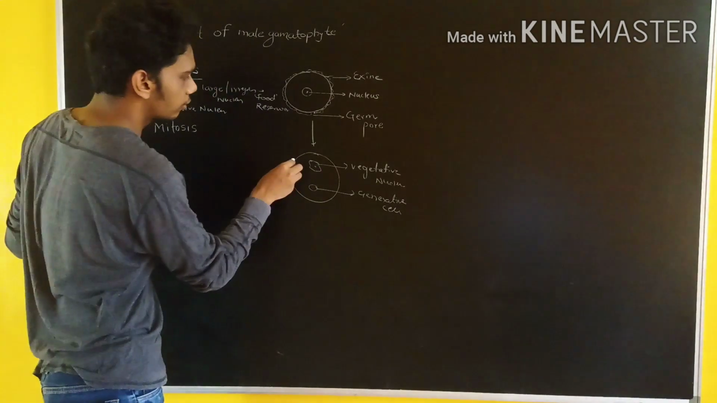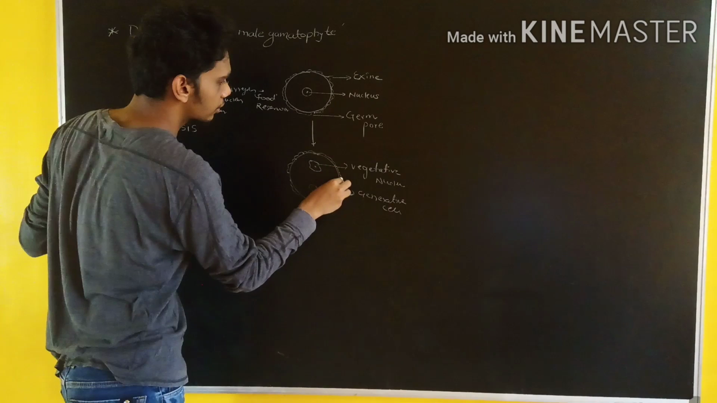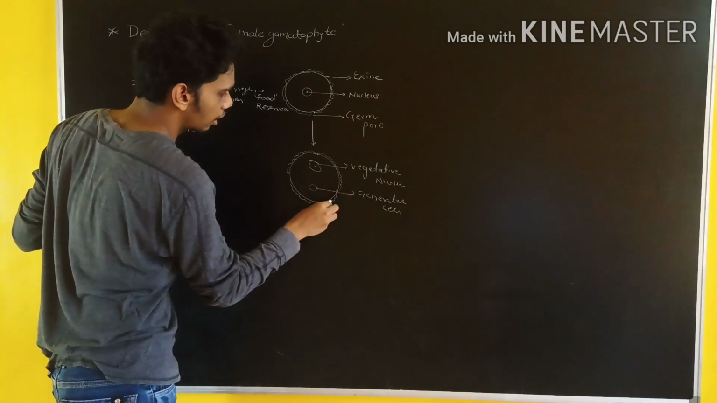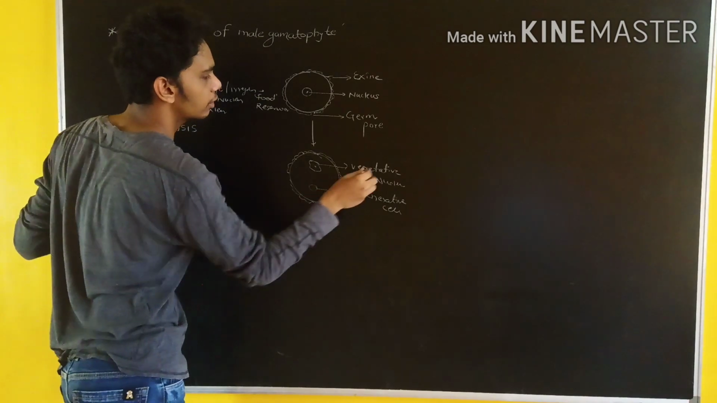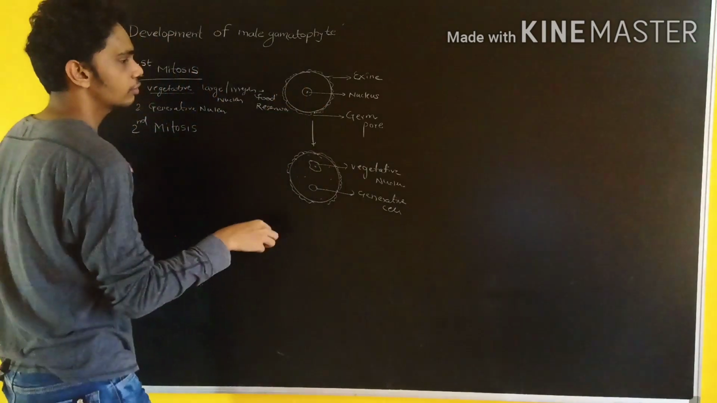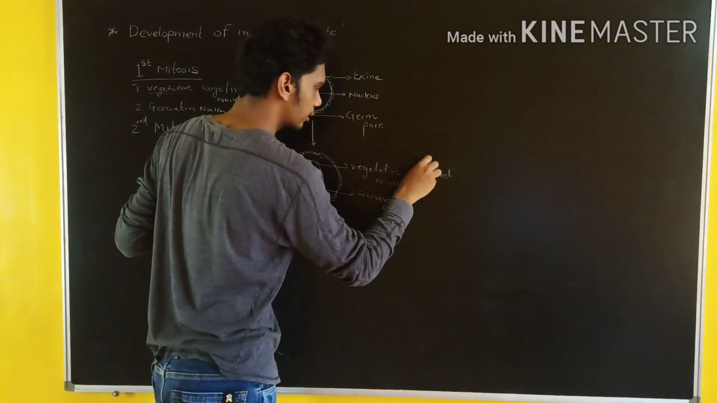Now see what happened in this. The generative cell, which is the small one, is actually floating inside the cytoplasm of the vegetative cell. As we mentioned, the vegetative cell acts like a food reservoir. It provides the food. Okay.